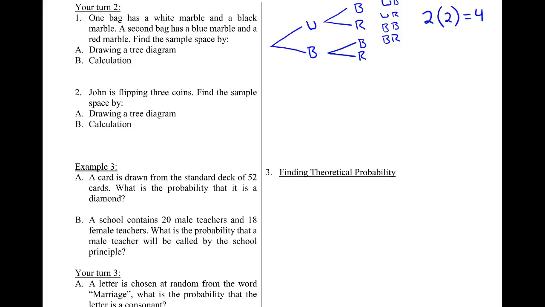Second one, John is flipping 3 coins. Find the sample space by drawing a tree diagram and a calculation. Let's do the calculation first. Think about flipping a coin. There are only 2 options, heads or tails. So we flip 1 coin, there are 2 outcomes. We flip a coin a second time, there are 2 outcomes, heads or tails. We flip the third coin. There are 2 outcomes, heads or tails, which means there's going to be 8 total outcomes in your tree diagram.